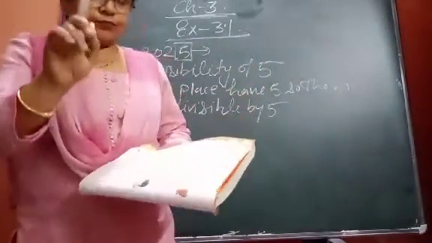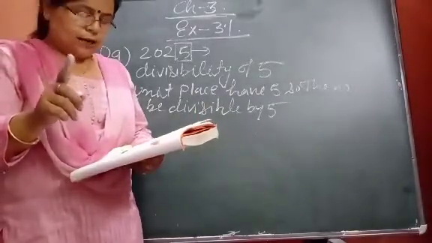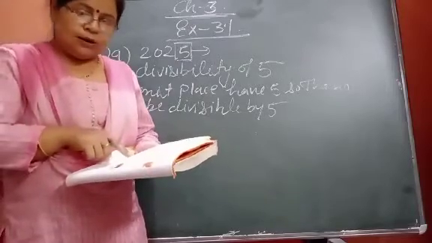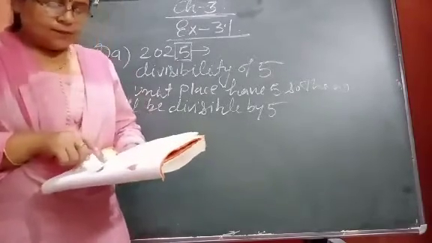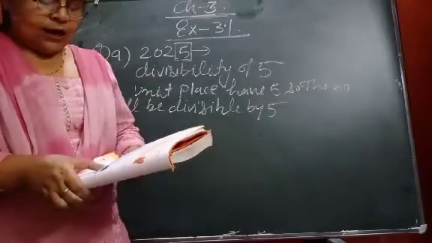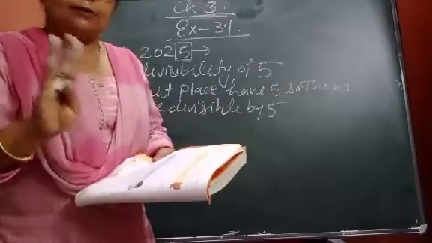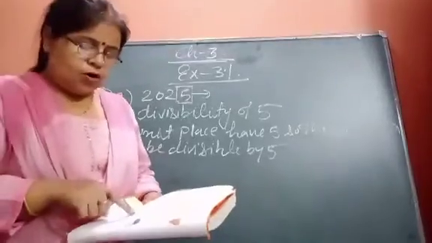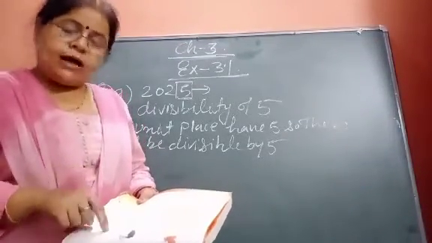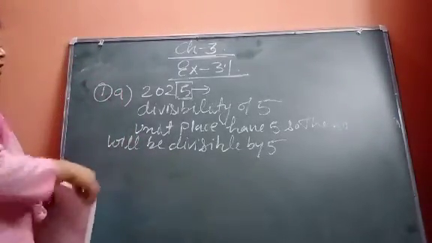See B part, 1127. By 5 we have to check whether the unit place is 0 or 5. It is not, so this number will not be divisible by 5. C part, unit place again 0 is there, so this number will be divisible by 5. D part, unit place is 8, it is not fulfilling the divisibility rule for 5, so this number will not be divisible by 5. E part has 5 in the unit place, so this number will be divisible by 5.